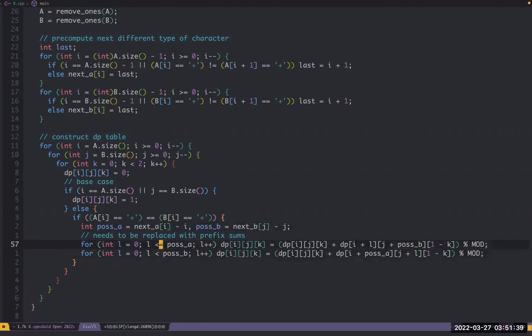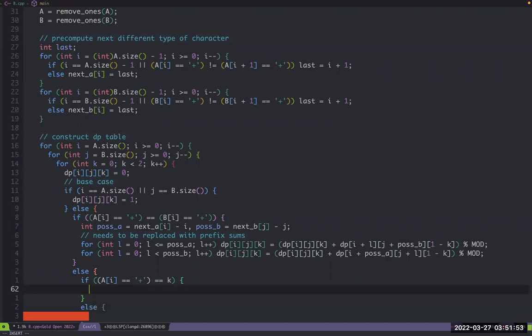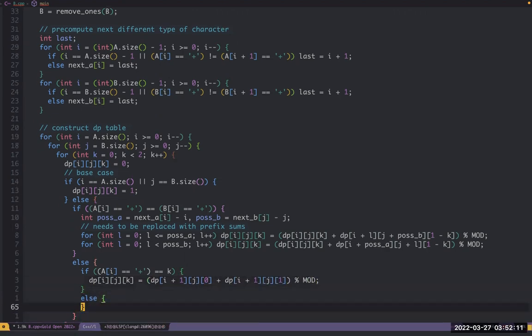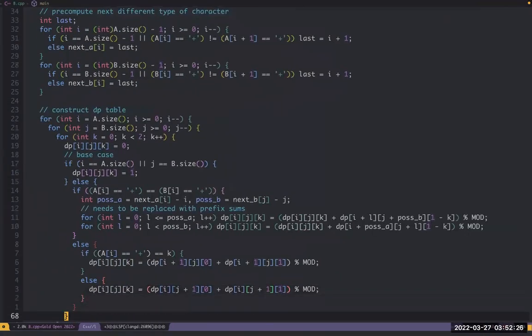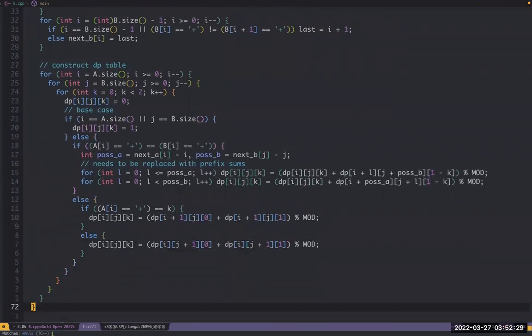Otherwise, we have a fixed K, so we have to take A of I is the correct one, B of I is the correct one. We take just A of I, and we don't have any restriction on the next characters, so we can do I plus J. We'll do the same thing over here, but instead of I plus 1, just do that. That might work.